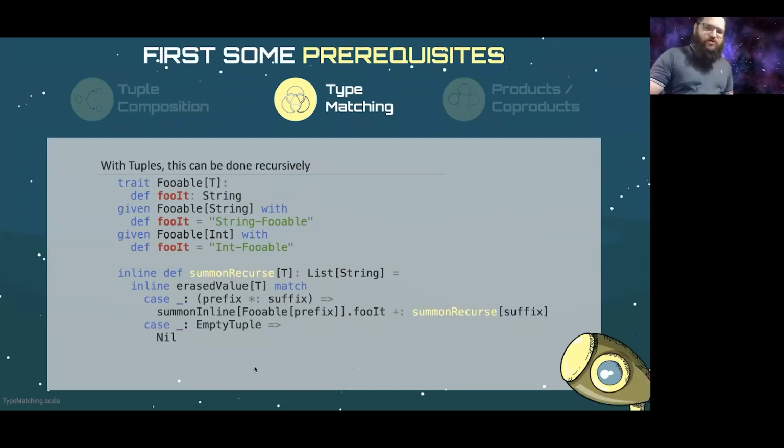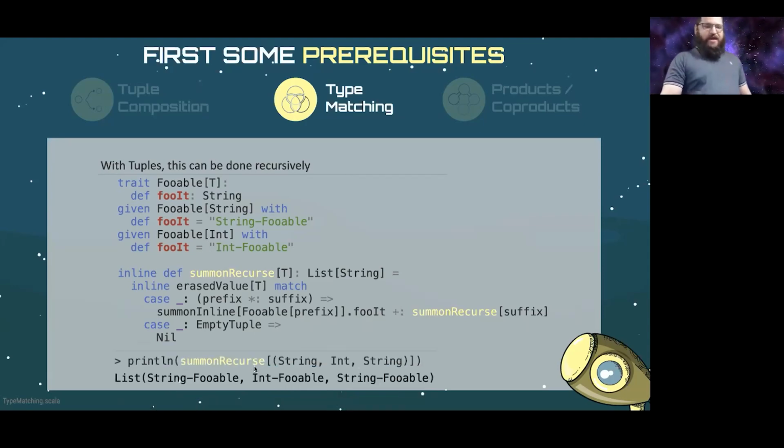Furthermore, we can use this approach recursively. We can recursively walk through a tuple and summon type class instances for every single member of the tuple. Here we're recursively summoning instances for string, int, string. We put in this tuple, String int string goes into here. We pull out string, then we summon the string fooable.